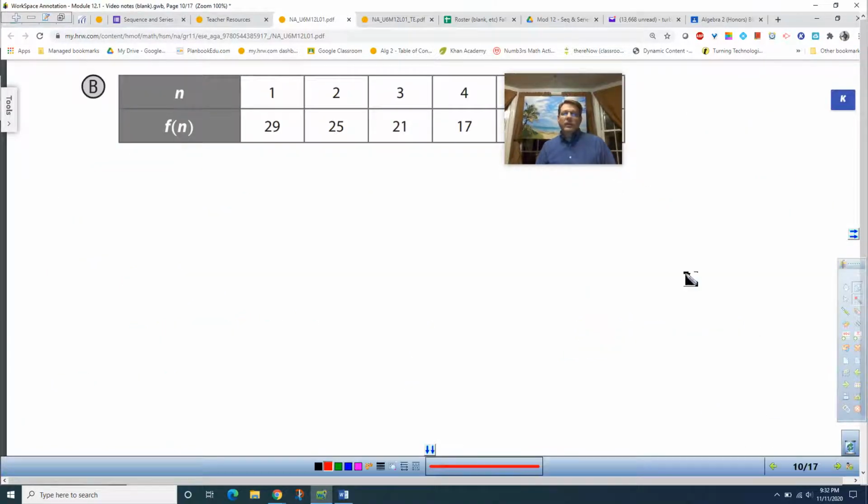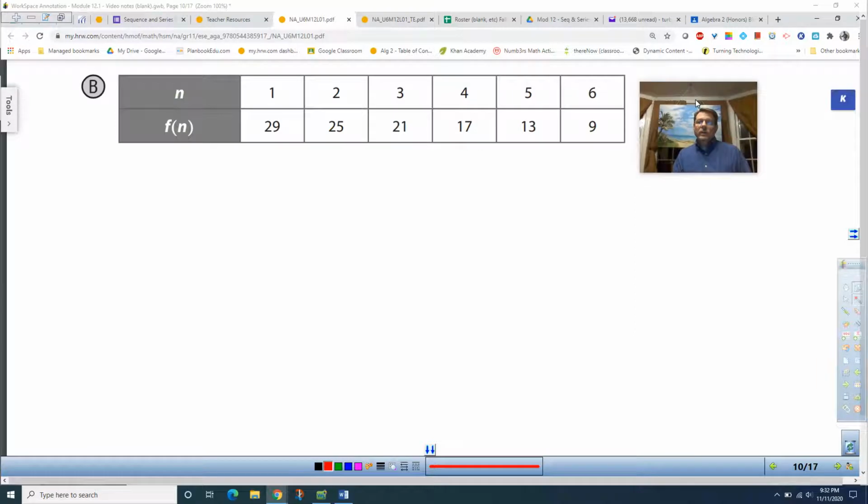Okay, let's look at this one. Again, where do we start and what's the pattern? Here's where we start: we're going to start counting at 1. And 29 is going to be a, goodness gracious, I said n. That's a. This is a, and this is going to be a sub 1 specifically.